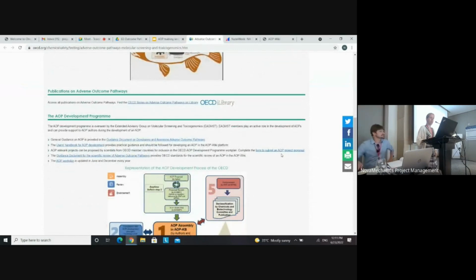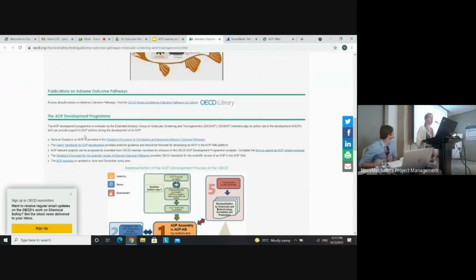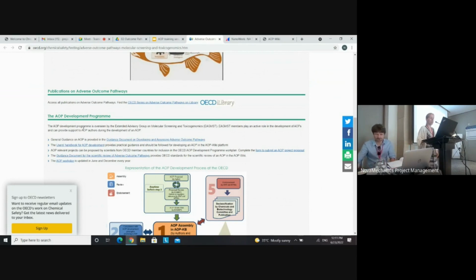Complete the form to submit an AOP project proposal, and there's also a user handbook for AOP development that is a must read before you do it, because then you are certain you're doing it the right way, and also a guidance document. So fill in this and submit it, and then twice a year the OECD members meet up, and there will be a slot review where you have to defend or talk about your AOP.